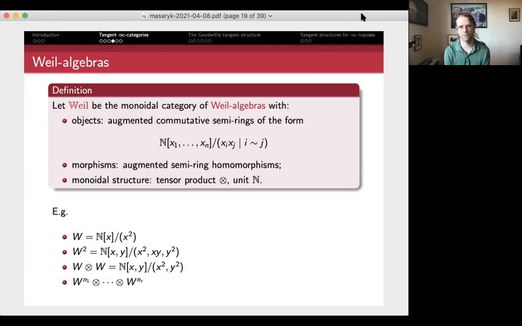So if you have just a single generator, then there's only one way to take the equivalence relation, which is to quotient by x squared. And so we get an object which we could call W, which is just ℕ[x] mod x squared. If we move up to two generators, then there are now two different equivalence relations on a set of two objects. So we can either quotient by all the quadratic relations or just x squared and y squared. And so that gives us two Weil algebras.